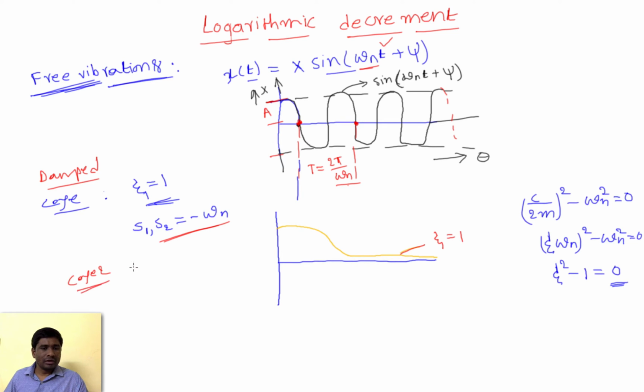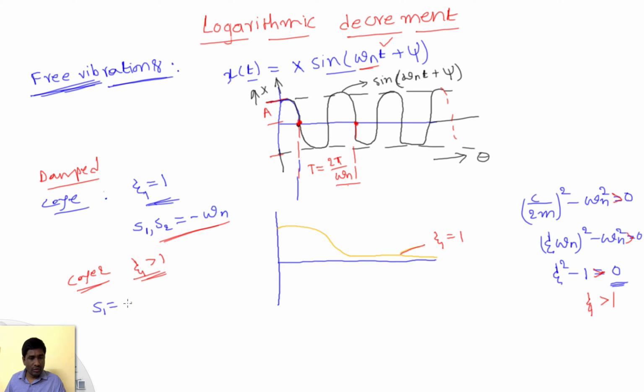Now we will take case 2, where xi is greater than 1. How did it become greater than 1? Instead of 0, what I put here is greater than 0, and here also greater than 0. That means xi becomes greater than 1. That's how xi became greater than 1. And we know the solution, s1 equals minus omega n plus omega n into square root of xi square minus 1, and the other solution is similar.